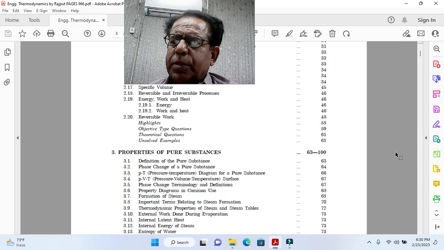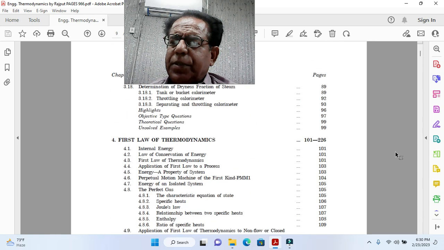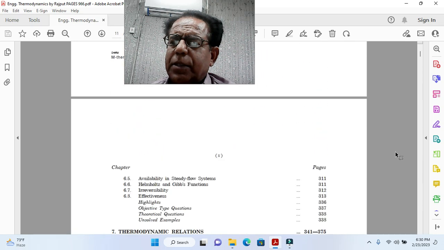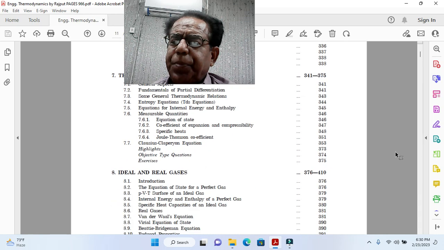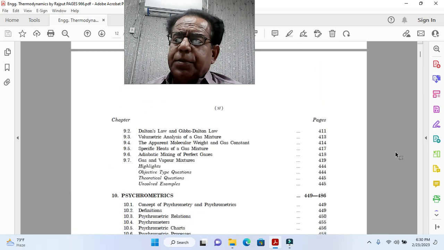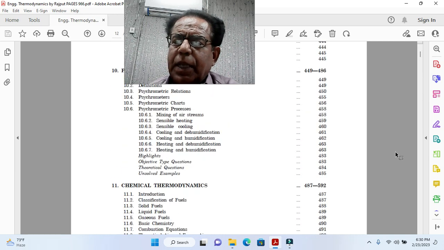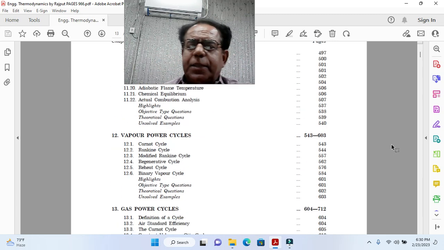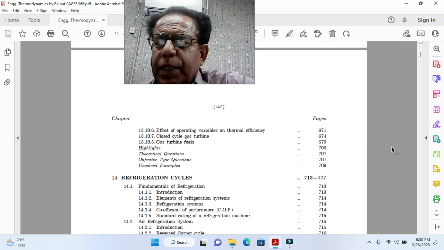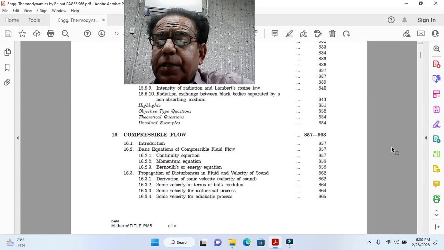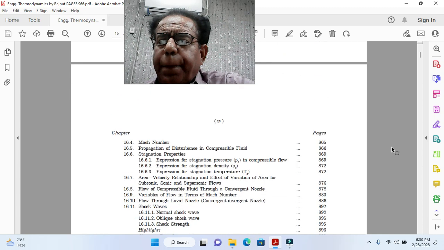properties of pure substances, first law of thermodynamics, second law of thermodynamics, availability and reversibility, thermodynamic relations, ideal and real gases, gases and vapor mixtures, psychrometrics, chemical thermodynamics, vapor power cycles, gas power cycles, refrigeration cycles, heat transfer, compressible flow.